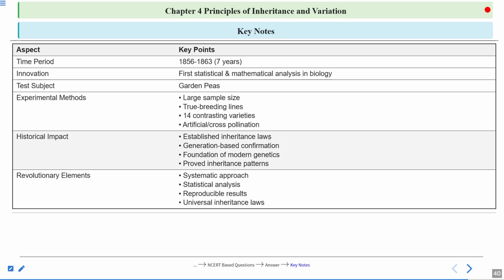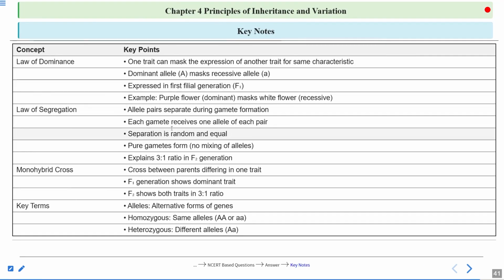Okay, he established inheritance laws. He confirmed the result in successive generations. He laid the foundation of modern genetics and he proved the inheritance patterns. Now his work was very systematic. He used statistical analysis. His results were reproducible and he gave universal inheritance laws. Now he gave the law of dominance.